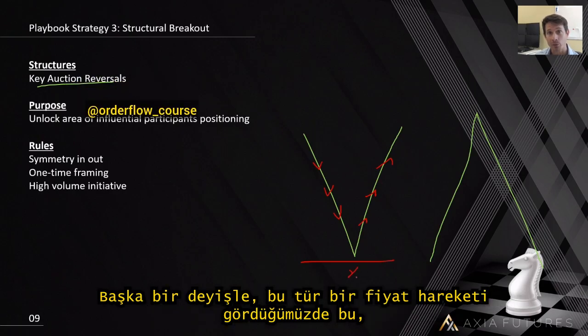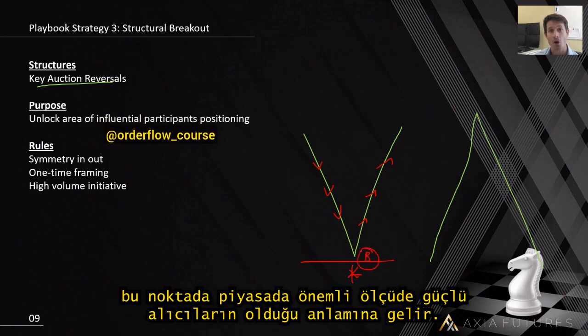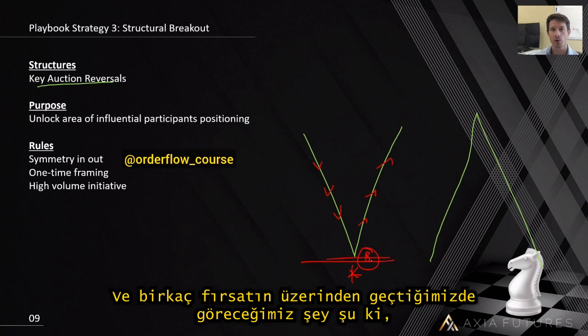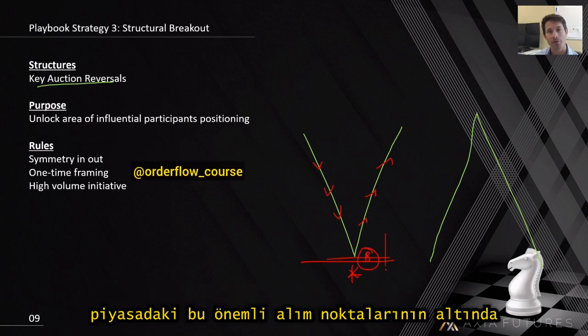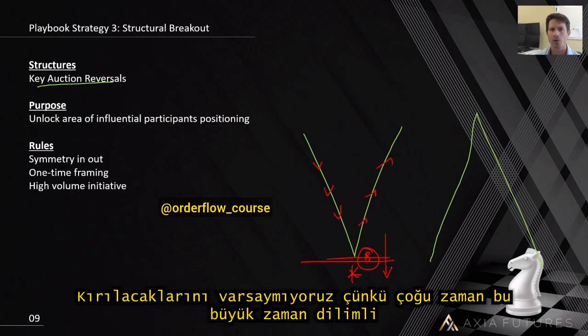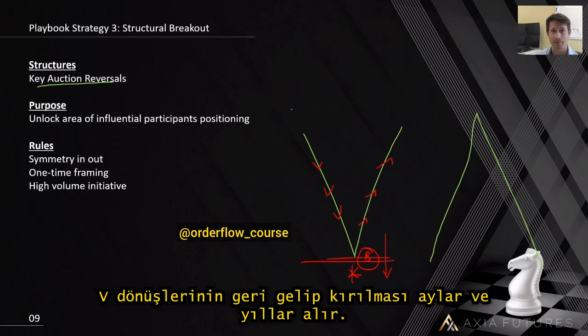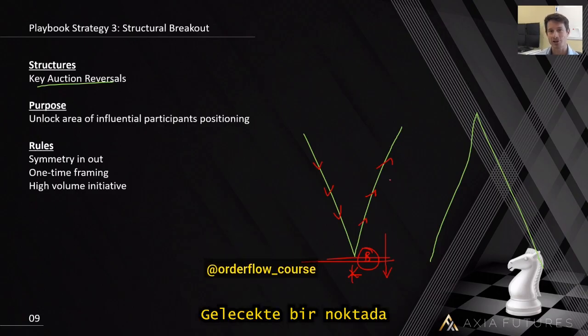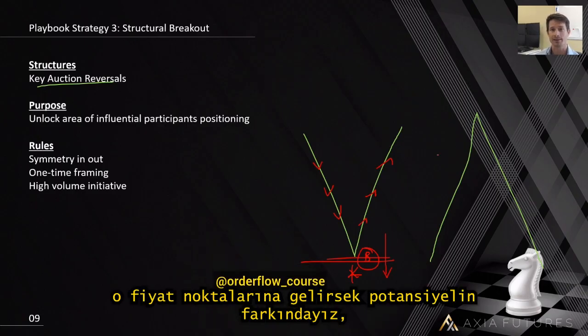When we see this kind of price action, it means that there are significantly strong buyers in the market at this point. And what we're going to see when we go through a few opportunities is that we are looking to play for breakouts below these significant buy points in the market when they occur. We don't preempt them. We don't assume they will break, because very often these big time frame V reversals take months and years to come back and break out. But we're aware of them. We're aware of the potential if we get to those price points at some point in the future.